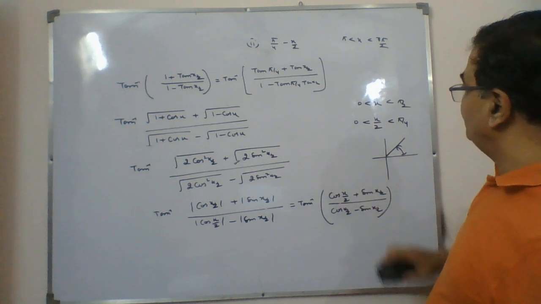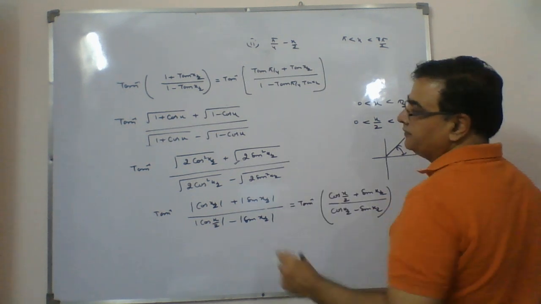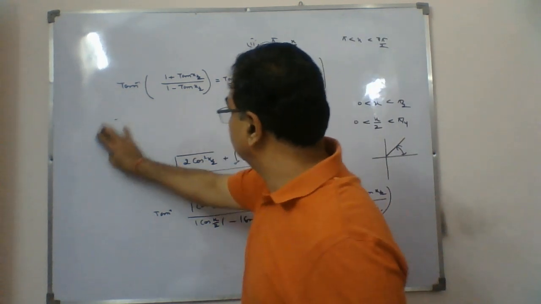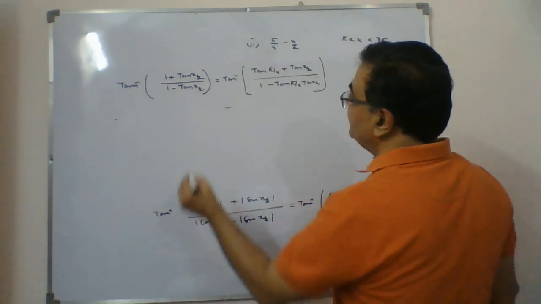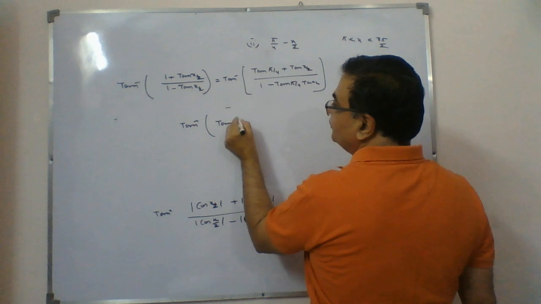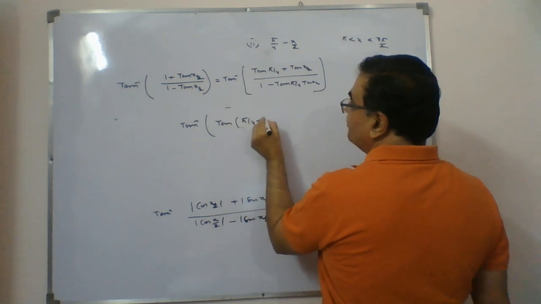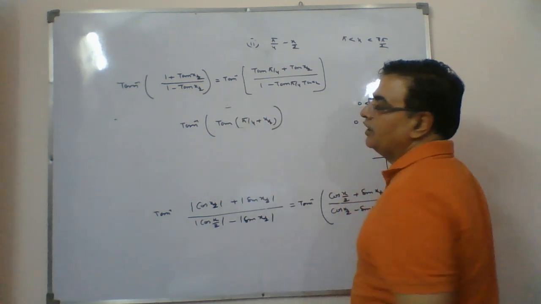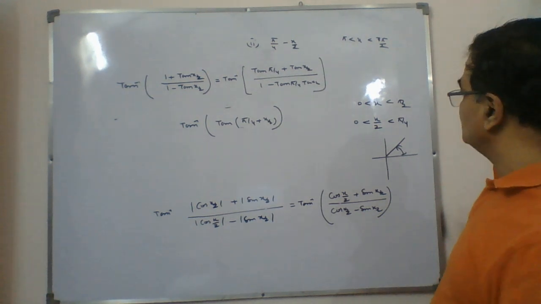Now when you solve it further, it will come out to be tan inverse tan of pi by 4 plus x by 2. Now check where pi by 4 plus x by 2 will go.